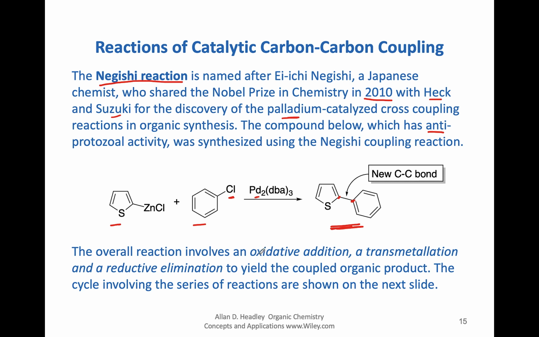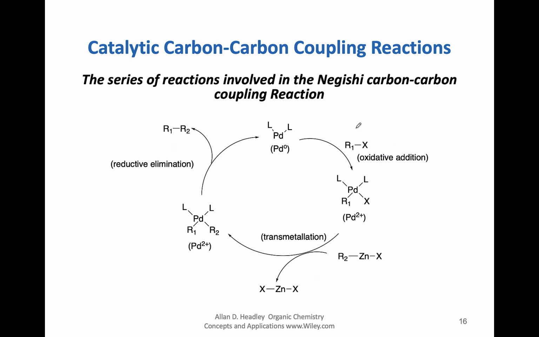The reactions that are involved in going from reactants to product are oxidative addition, transmetallation, as you can imagine, because here's a zinc that's not in the product, and a reductive elimination. So let's see what the cycle looks like. So this is the cycle for the Negishi reaction. Start out again with palladium. Notice they all start with palladium because they got the Nobel Prize in chemistry for the use of palladium to make new carbon-carbon bonds. The first reaction, as you can imagine, is an oxidative addition.